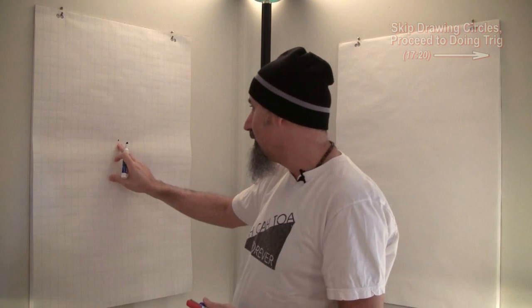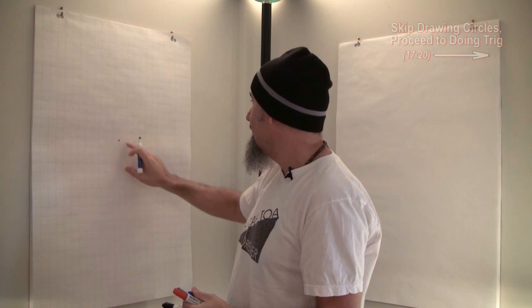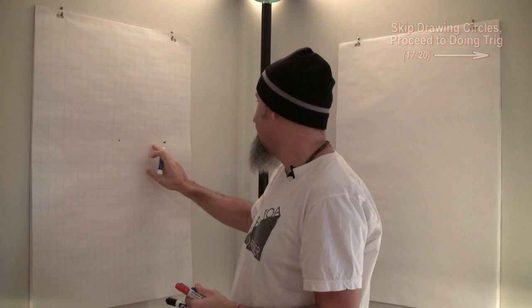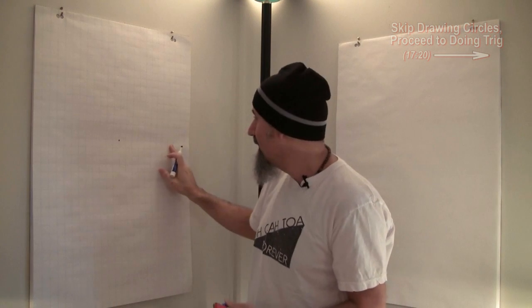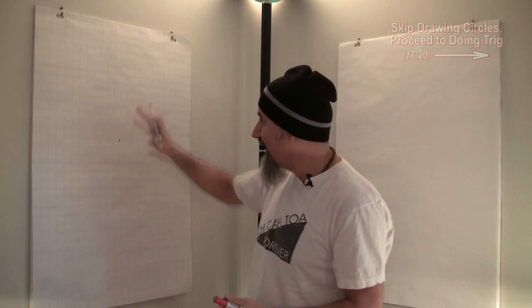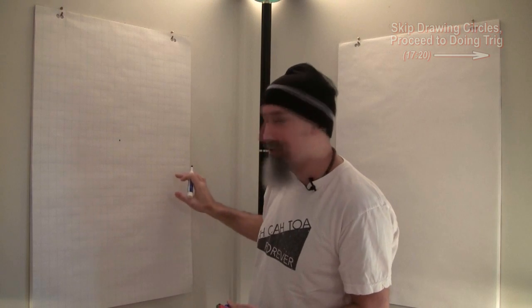And what we're gonna do is we're gonna go out. Let's see, 1, 2, 3, 4, 5, 6, 7, 8, 9. Let's go out 9 squares on the axes, and then we'll sort of rough sketch draw in our circle, right?